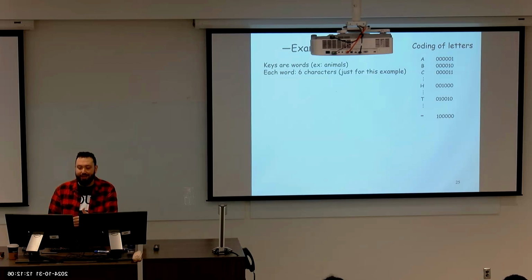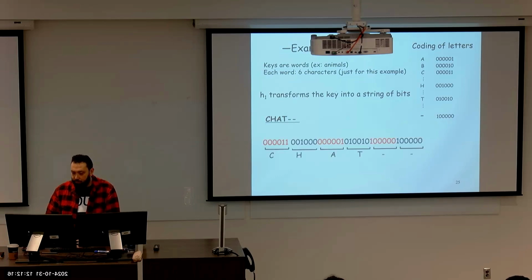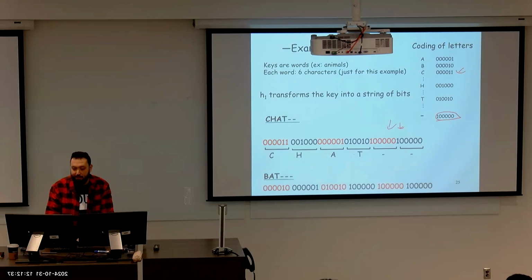This is an example. I can only take names with 6 characters. So for example, chat, I want to convert it into bits. I'm going to take the C is this one, the H is this one, A, T, and then here for the last 2 empty spots, I'm going to always have this. Okay? Again, guys, this is an example, just for you to understand. If I want to generate a key, an address for a bat, the same thing. B is this one.